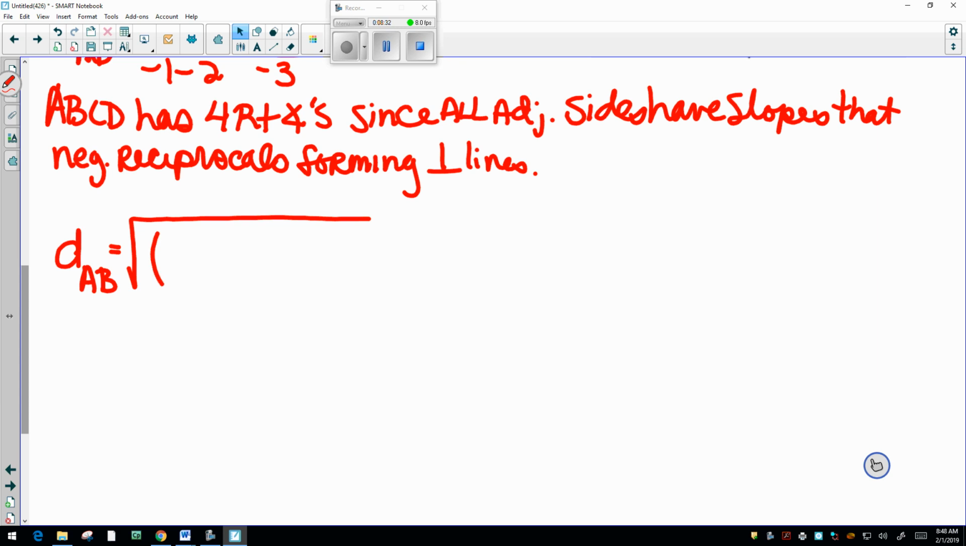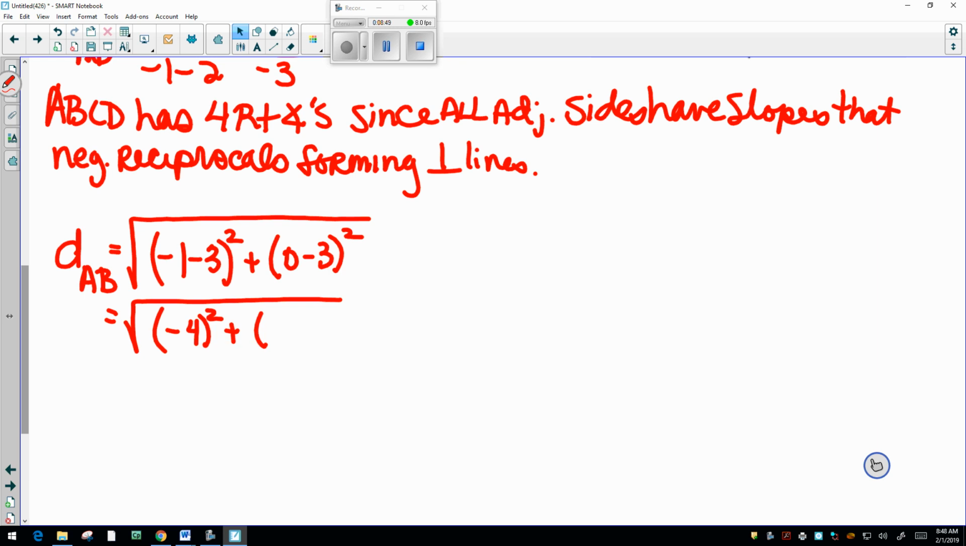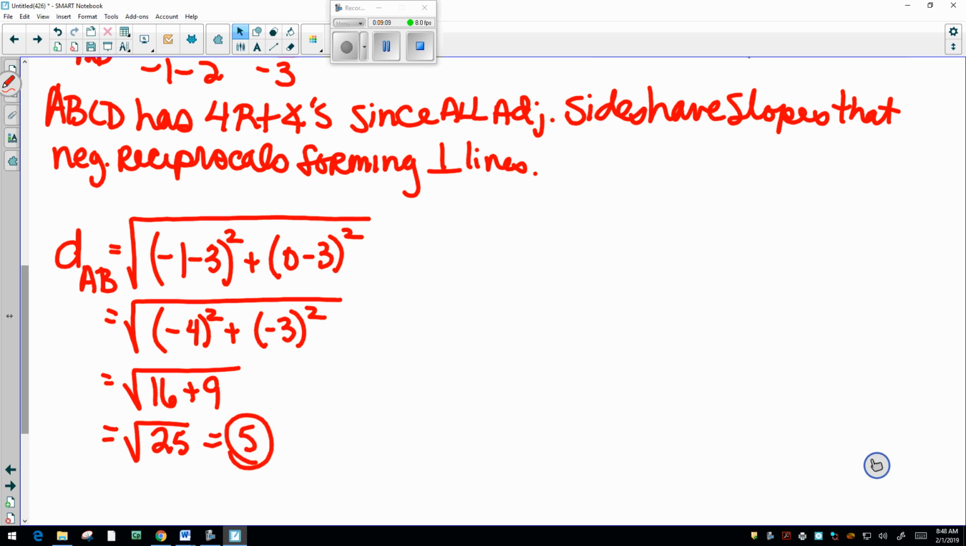And if we did the distance of AB, I would have a negative 1 minus 3 squared plus 0 minus 3 squared. So when we're doing the distance, keep in mind, simplify your parentheses first. So this gets us a negative 4 squared. This gets me negative 3 squared. Now if I simplify, negative 4 squared, negative times negative, keep in mind that's positive, 16. Same thing over here, this is going to get me a positive 9, which gets me the square root of 25, and I know that that simplifies down to 5. So the length of AB is 5.